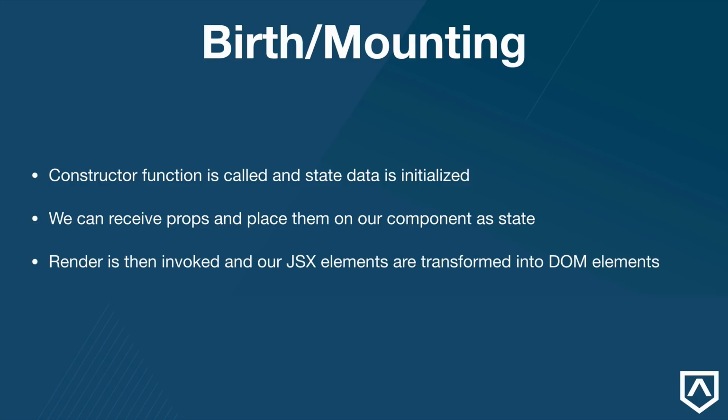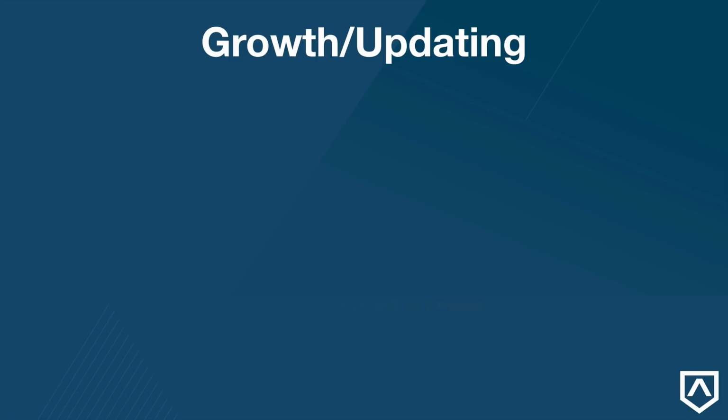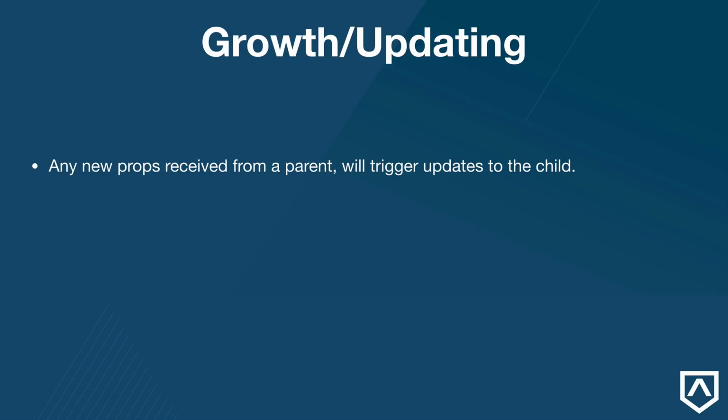Render is then invoked and our JSX elements are transformed into DOM elements. After render is called, then we have this one really cool method called component did mount, and it will be invoked. Okay. Now, with growth and updating, any new props that we receive from a parent will trigger updates to a child. So this is what's cool about the updating phase. If a parent's state is updated and that state is being passed down as props, React knows to go and re-render that child component as well, not just the React component or the parent component.